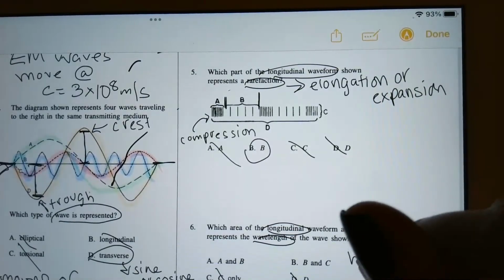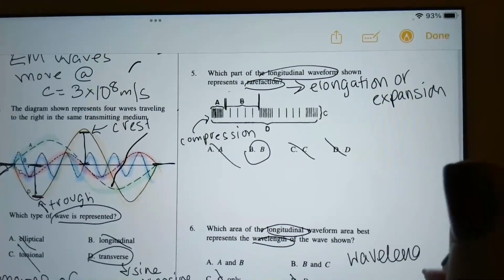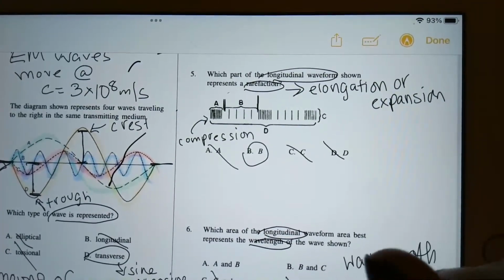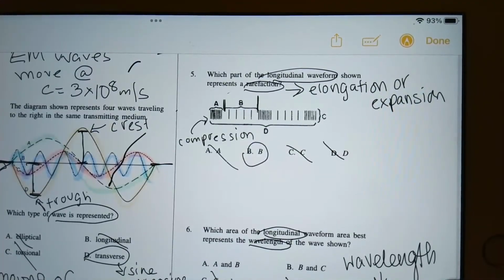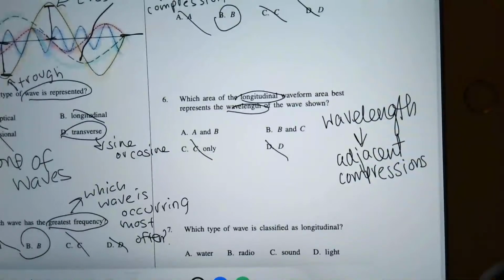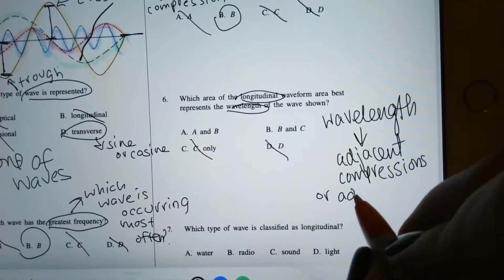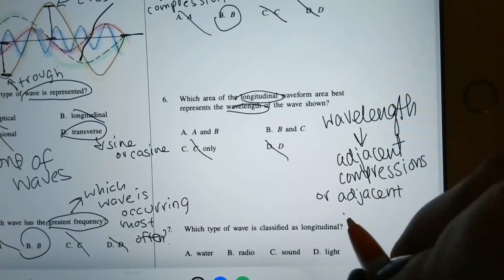So a wavelength is when we go from adjacent pieces, or rather the same piece. So in this case, adjacent compressions in the cycle. And I'm sorry, I realized you're not able to see what I was writing. Or adjacent rarefactions.